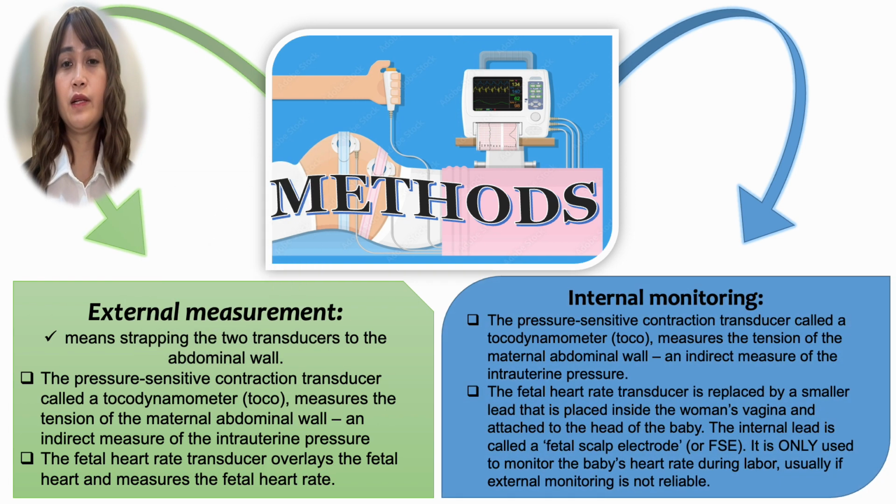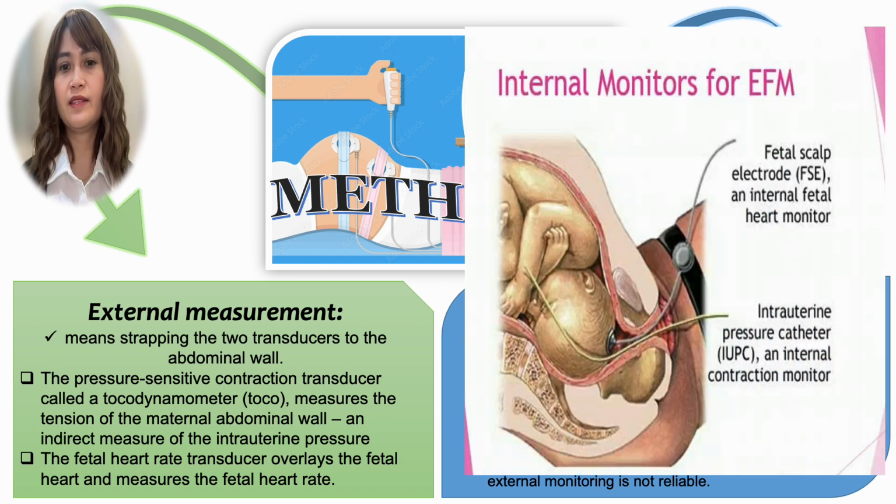In using the internal monitoring, we also use the pressure-sensitive transducer, the TOCO, to measure the intrauterine pressure, while we use a fetal scalp electrode, which is a small circular corkscrew-shaped needle attached to a coated wire. The clip is covered with a long, protective, flexible plastic covering and guided up through the mother's vagina by the caregiver doing an internal examination. The needle is gently rotated into the skin on the baby's scalp. Once the clip is attached, the plastic cover is removed, leaving just the wire. And this is an example of an internal monitor.